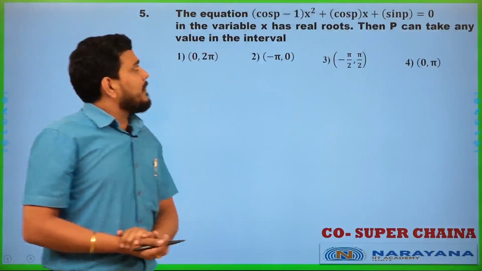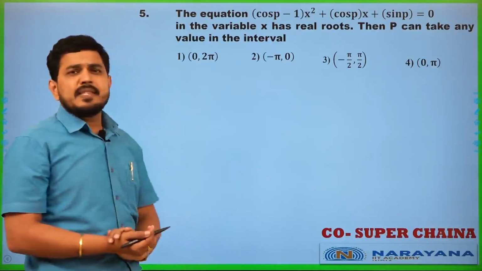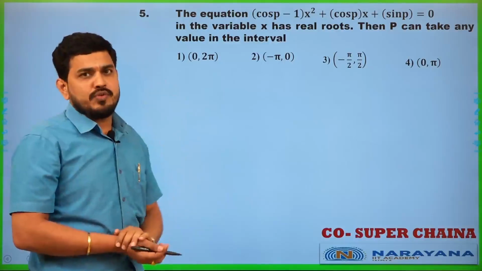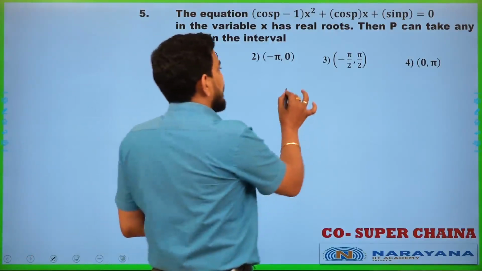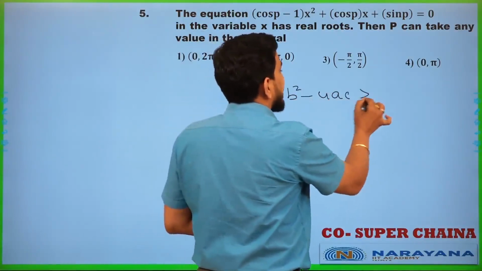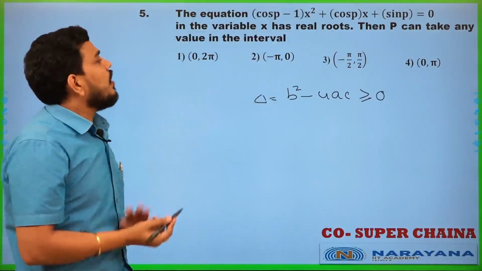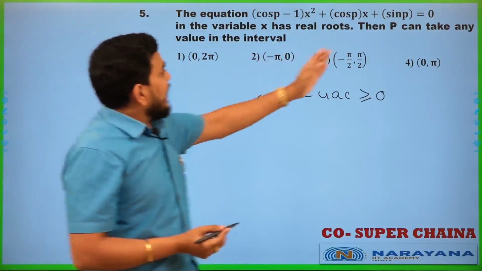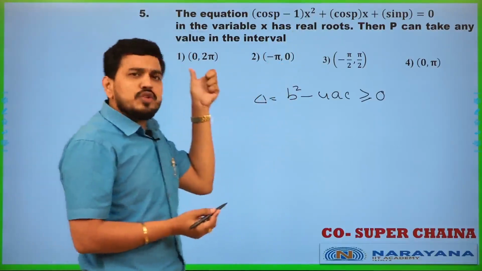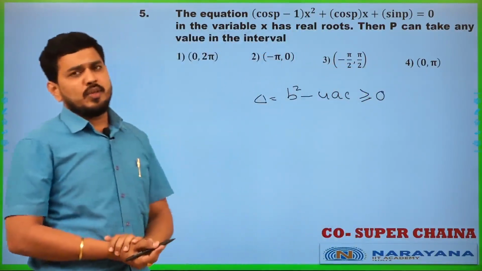The equation (cos p minus 1) into x square plus cos p into x plus sin p is equal to 0 in the variable x has real roots. So this equation is having real roots. That means delta, which is b square minus 4ac, is greater than or equal to 0. Then what is the situation? Then angle p can take any value in which interval? 0 to 2 pi, minus pi to 0, minus pi by 2 to plus pi by 2, and 0 to pi, you need to look at.